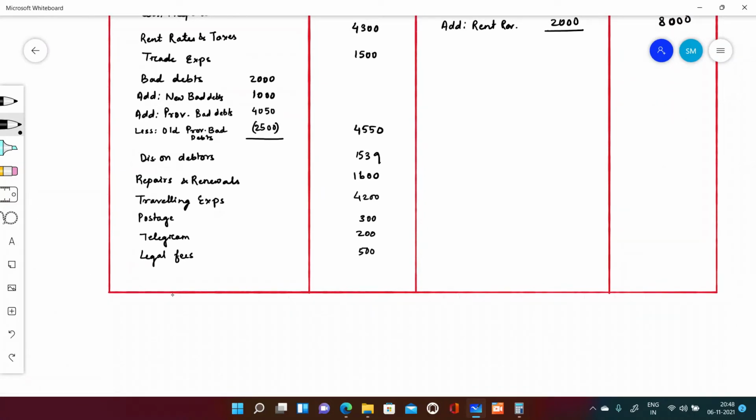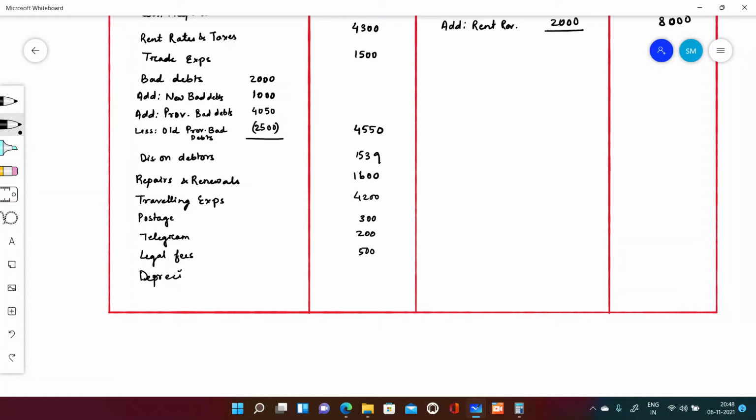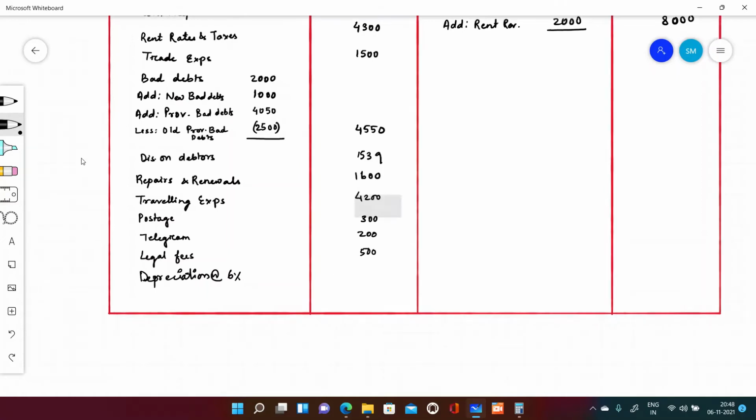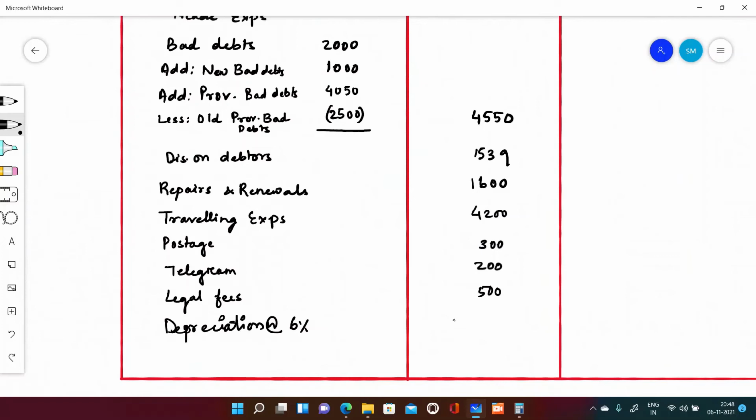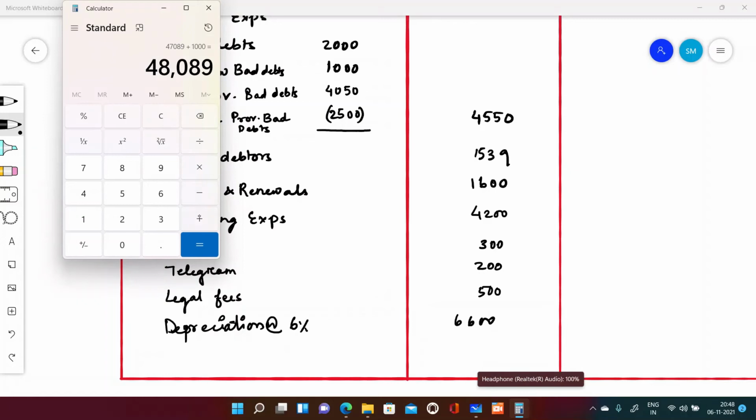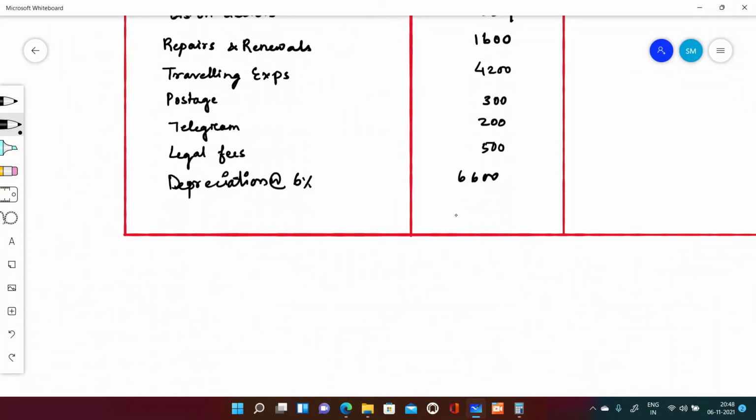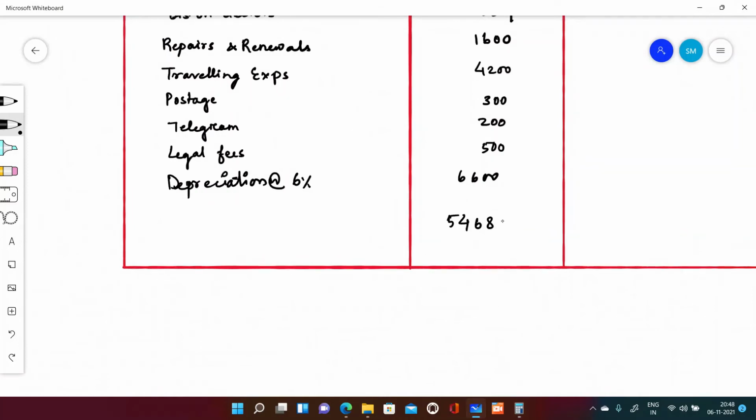Yes, building we have marked, so depreciation at the rate of 6% on your building. So depreciation we have left, so depreciation at the rate of 6% of 1,10,000, so it becomes your 6600. So plus 6600, so it becomes your 54689. Total is 54689.